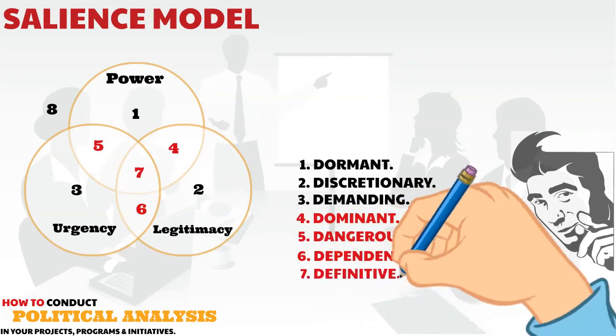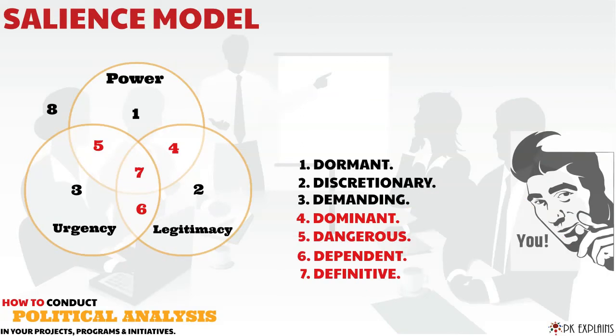7. Definitive. Section 7 is the most crucial section of this model. The power and legitimacy intersect here, and combine with an ability to get urgency from the organization. It is the most critical category, and you have to manage their claims and needs appropriately. You must keep them informed, satisfied, and involved.